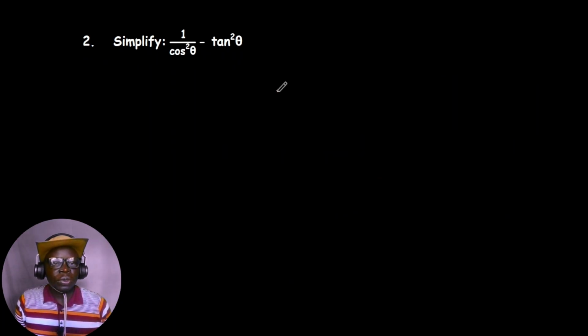For question number 2, this says simplify 1 over cos square theta minus tan square theta.